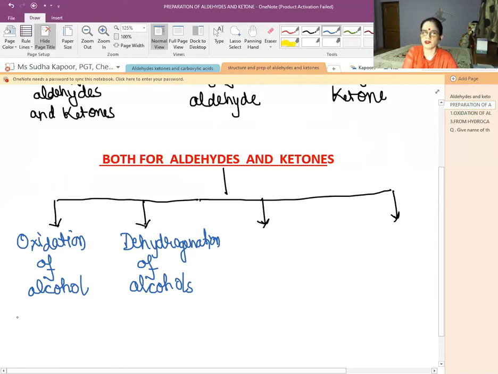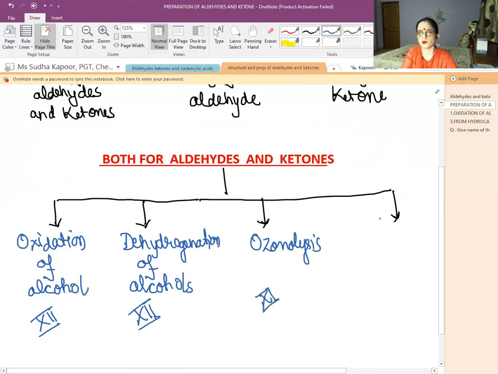Now the first and second belong to class 12. You have studied it in class 12 in lesson number 2. But the third one is ozonolysis. Ozonolysis, that is adding ozone, forming ozonide, and then lysis of the ozonide product. That we have done in class 11 in the lesson on hydrocarbons. And the last one is hydration of alkynes. It is also related to the alkyne part that we have done in class 11, that is adding water in the acidic medium in the presence of HgSO4 on the triple bond.